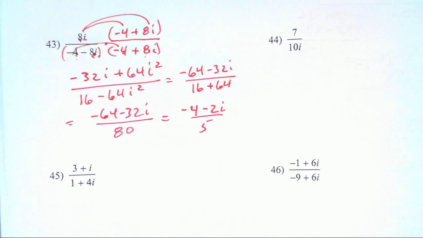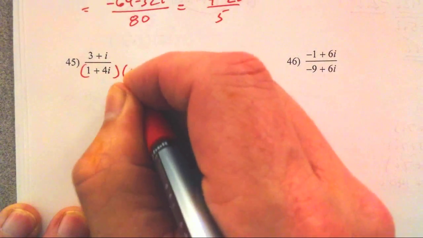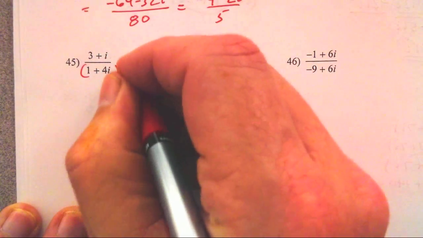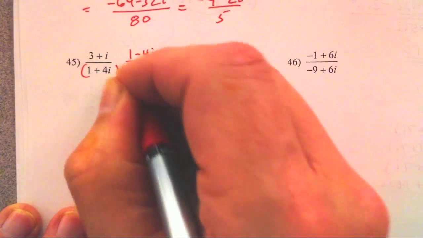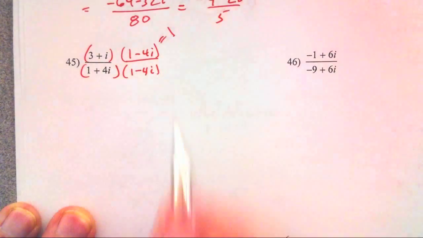Okay, so I won't make that mistake again. If I can reduce, I'm going to reduce. Number 45, I can't reduce. I'm going to use the conjugate of the denominator, 1 minus 4i. So I'm still just allowed to multiply by that fancy form of 1.